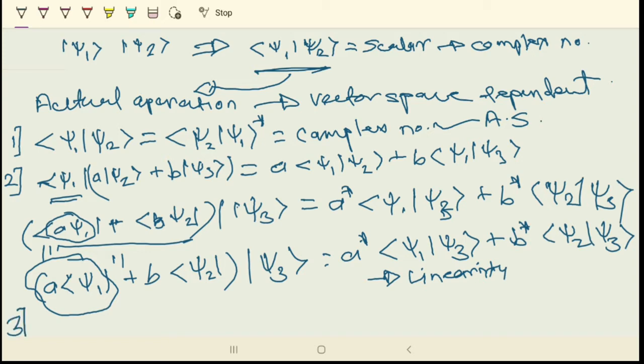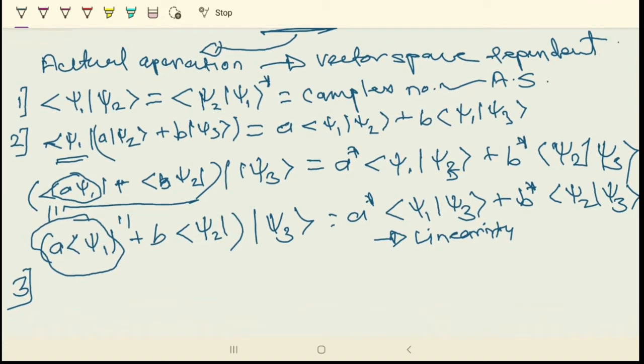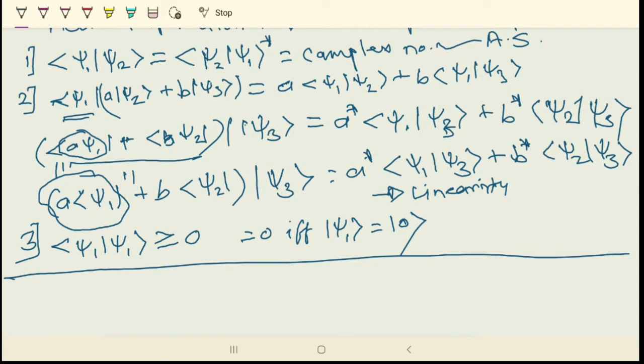The third property needed for an operation to qualify as an inner product operation is that if I take the inner product of psi 1 with psi 1 itself, then it should be greater than or equal to 0, and it is equal to 0 if and only if psi 1 is a null vector. If all these three properties are satisfied by a given operation, we say that the operation can be used as an inner product operation. Theoretically, there may be many operations which satisfy these properties, but in reality there are very few. And as we need to satisfy these three properties, if I change the vector space, the operation will change. Let me explain it using some examples.